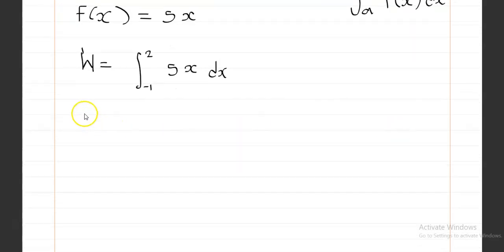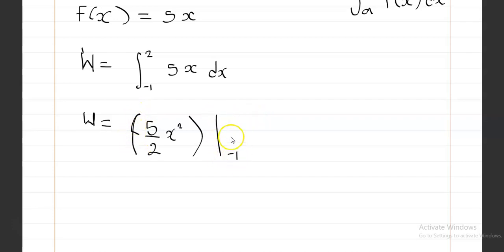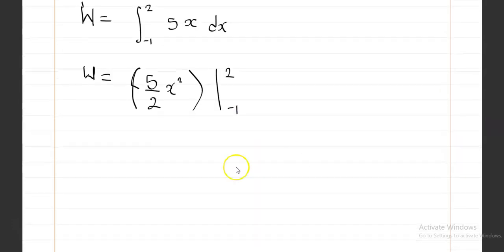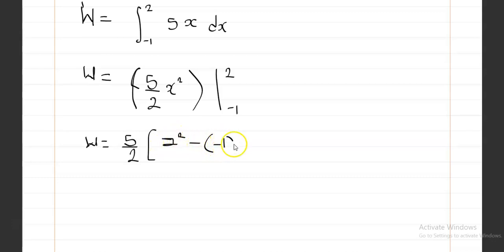So without much ado, we can just come here. This gives us 5/2 x squared, integrating it over the interval -1 to 2. So our work done here, plugging in our boundaries, will be 5/2 times 2 squared minus -1 squared.